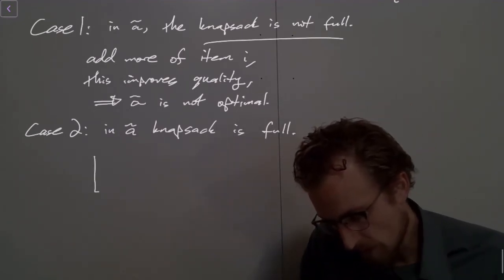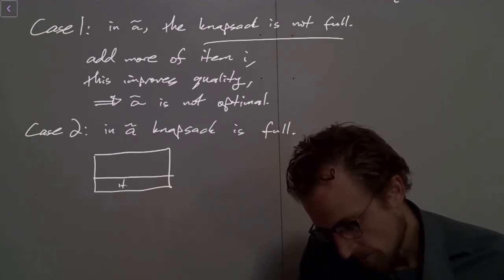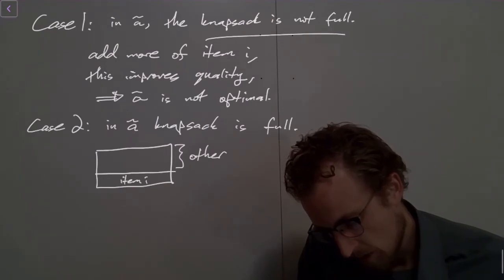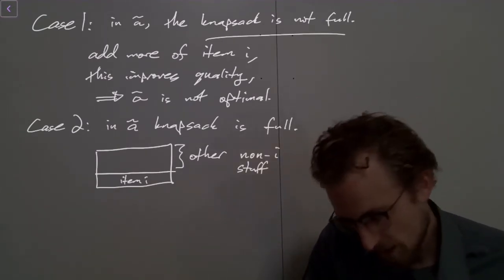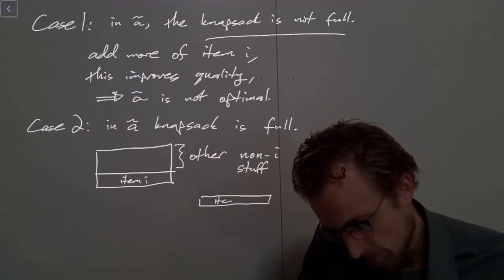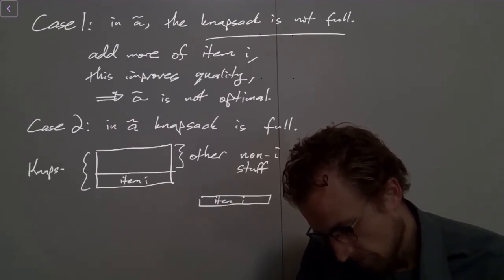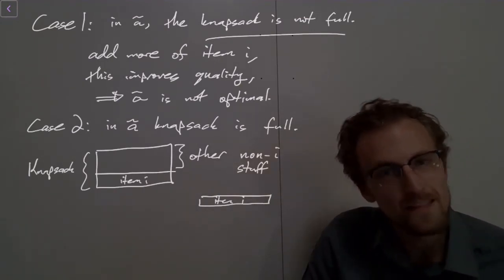So just picture it something like this, right? You've got some of item I, and then some of other stuff, other non-I stuff. And then outside the knapsack, you've got more item I, right? So you've got more item I stuff. So here's the knapsack on the left. On the right, there's this little tiny pile of item I that's not in the knapsack.